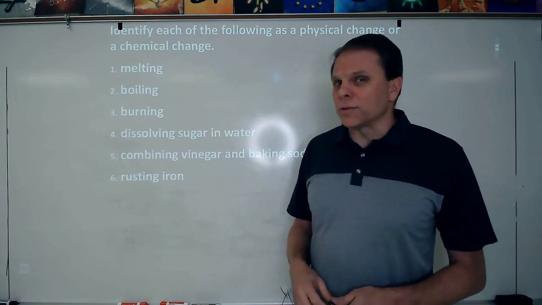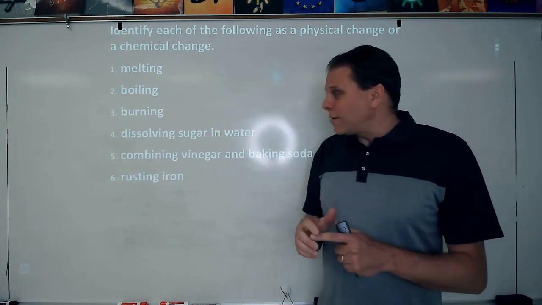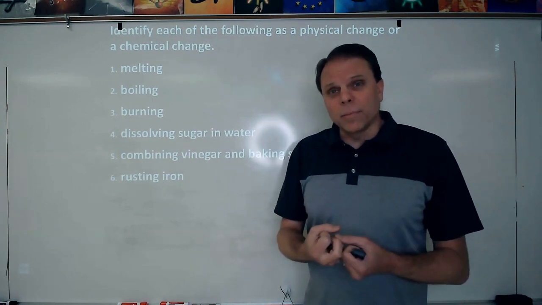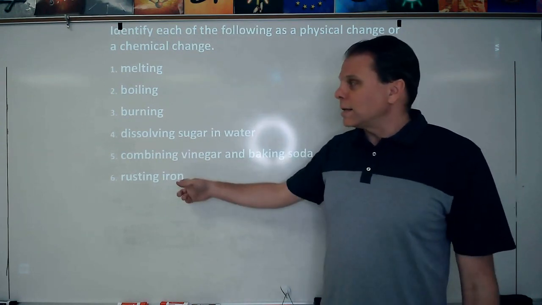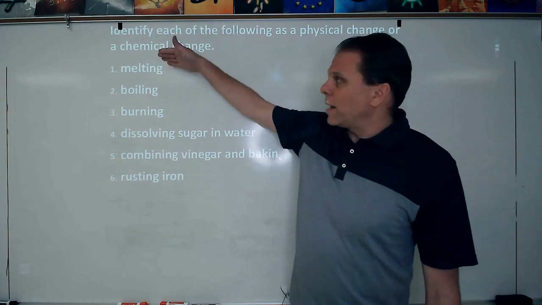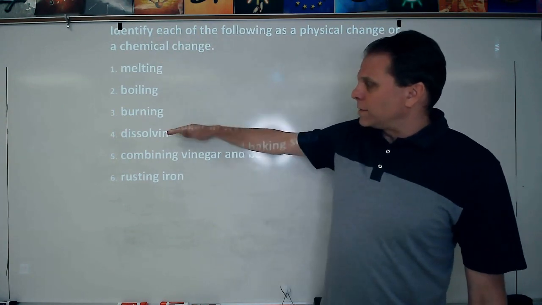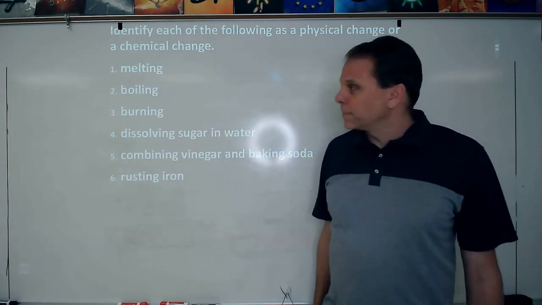Rusting iron. This is a color change, right? Pretty dramatic change in color. And rusting iron is when oxygen and iron combine together and form a new compound. So that's a chemical change, all right? So we had physical, physical, chemical, physical, chemical, chemical, okay?